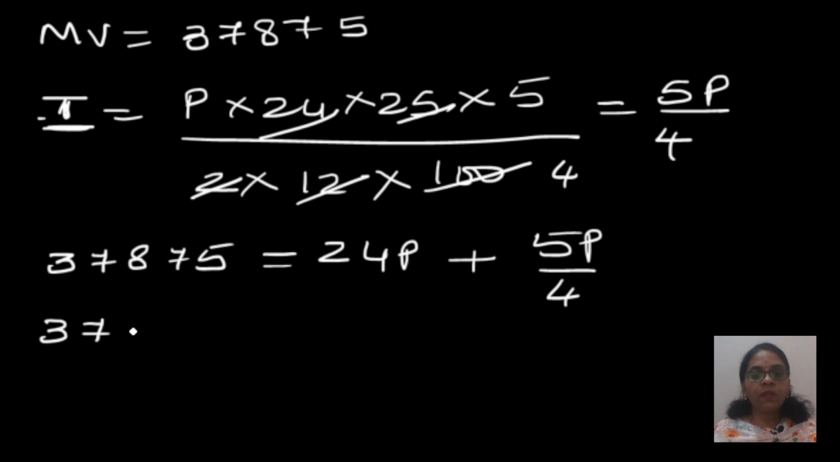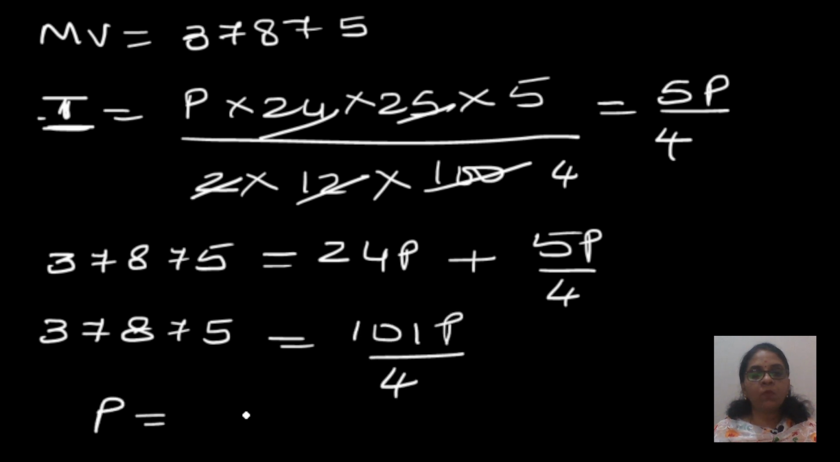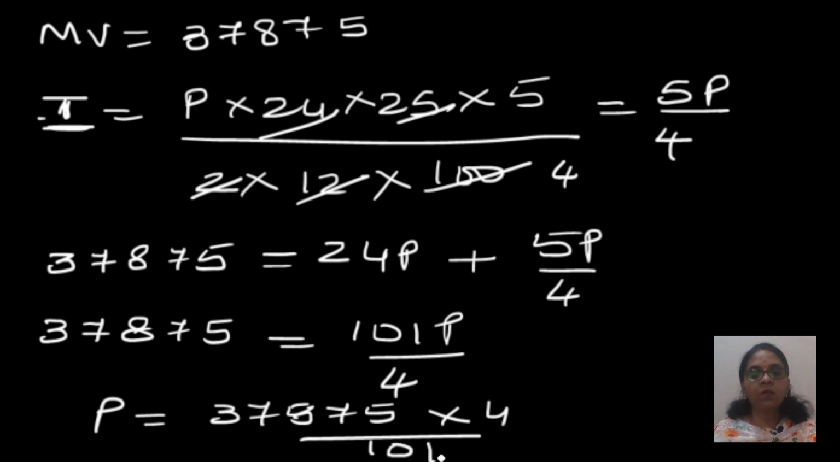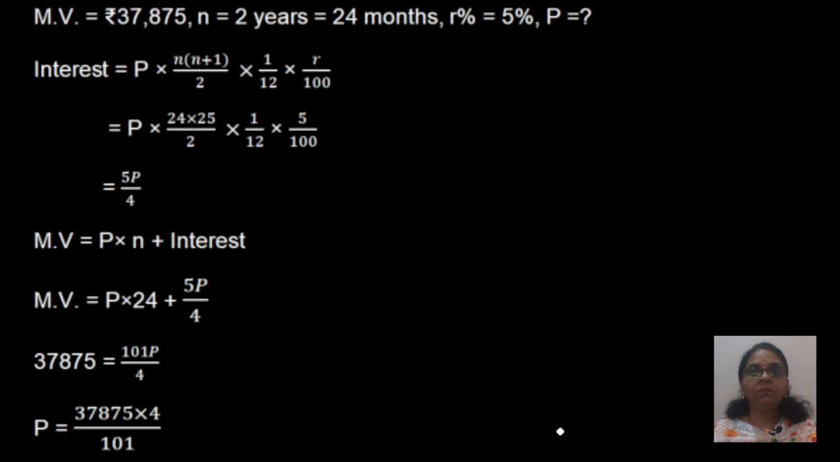So, 37875 is equal to 96 plus 5 is 101P by 4. P is equal to 37875 into 4 by 101, which is 1500. So, the principal is 1500. So, Mr. Gopal has to deposit 1500 per month for 24 months, that is for 2 years, to get 37,875. So, let us see the solution.